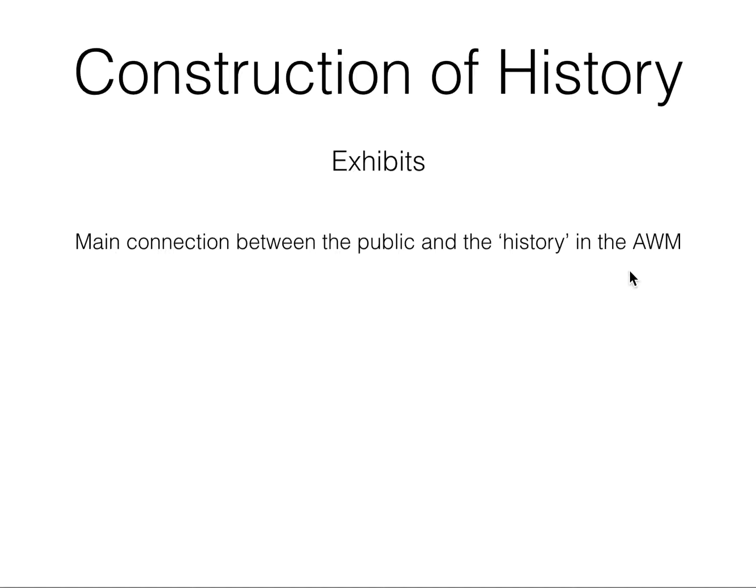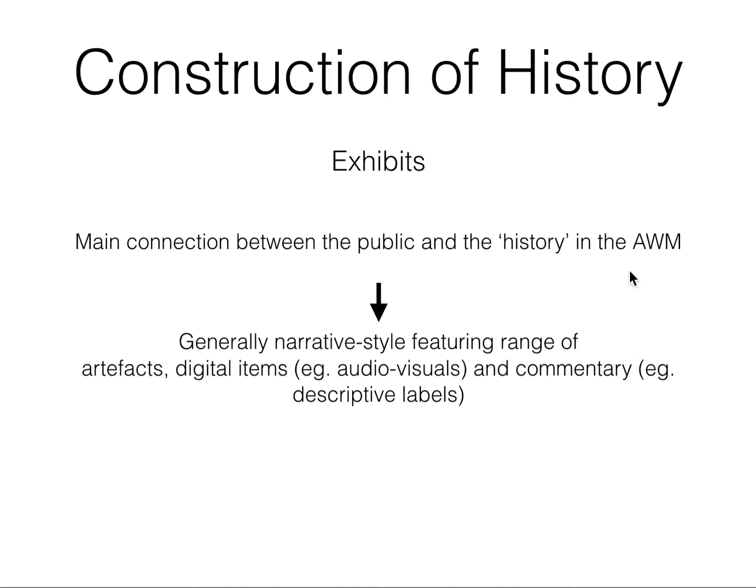So in constructing their history, the exhibits in a sense are generally narrative style. They feature a range of artifacts usually, including digital items. So lots of shells from the First World War. They have things like weapons, uniforms, maps. All sorts of things that contribute to the general historical landscape in the War Memorial. They also have, and these are important, plaques or labels of commentary that go around the exhibits and help put things in their context or connect up different artifacts and so on. So the memorial is quite diverse in that sense.